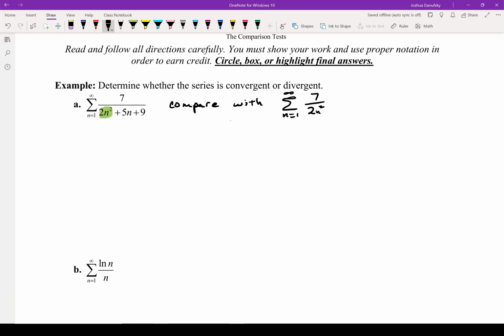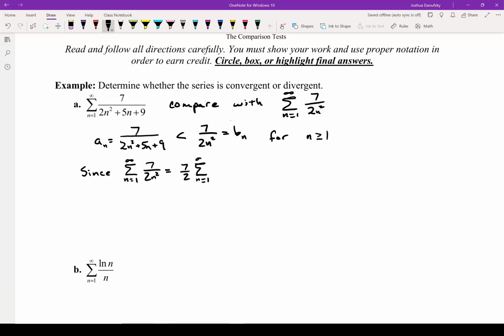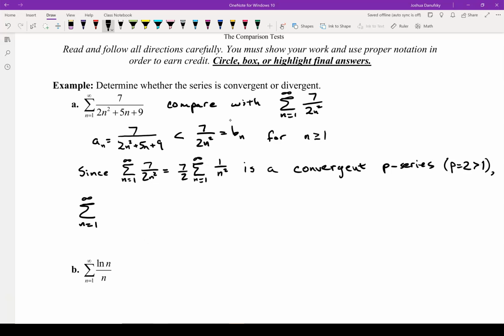7 over 2n squared. Looking at the term-by-term comparison, we have a sub n is always going to be less than the corresponding terms of our comparison series, like this. Now we consider the convergence or divergence of our comparison series, which is a convergent p-series where p is equal to 2, which is greater than 1. That means our original series is convergent by the comparison test.